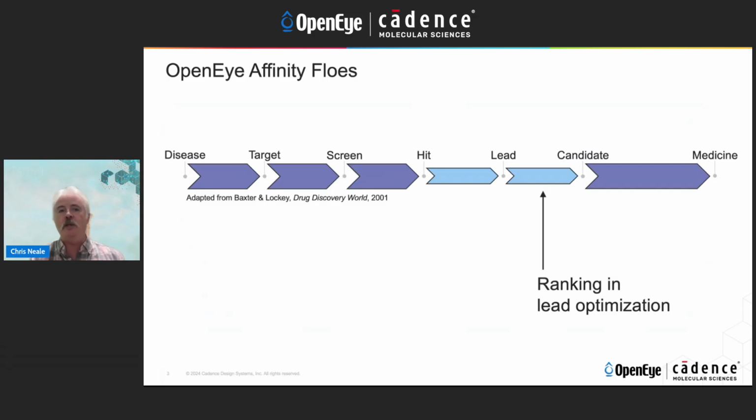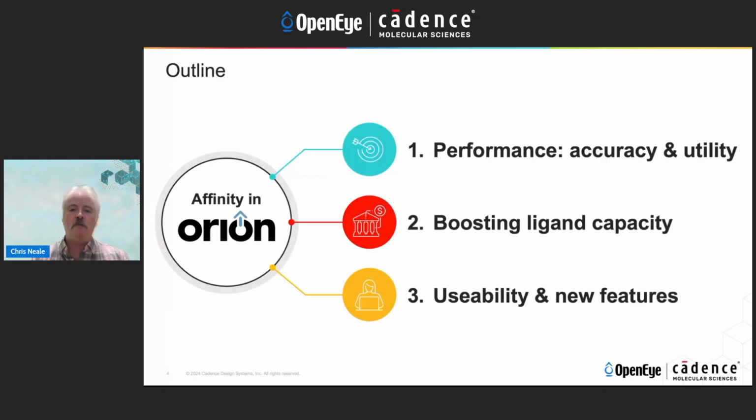More specifically, I'm going to be talking about how OpenEye affinity flows can help you with ranking during lead optimization. This talk is going to be divided into 3 parts. I'm going to start by going over the accuracy and utility of our affinity flows. Then I'm going to talk about how we can help you to put more molecules through those flows on a weekly basis. And I'm going to conclude with some of the new features.